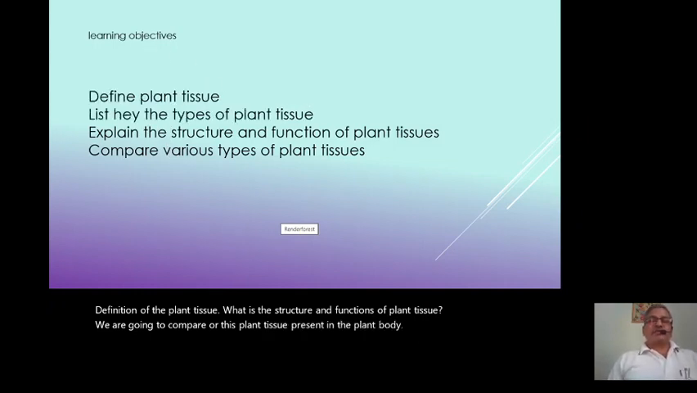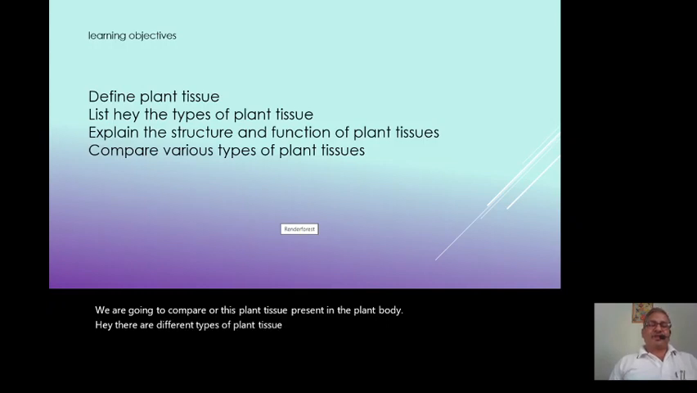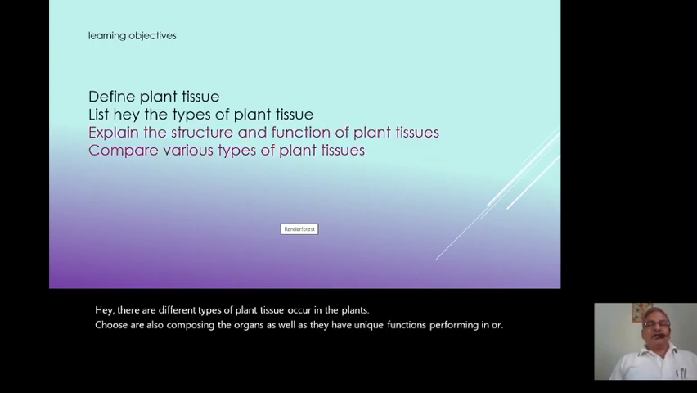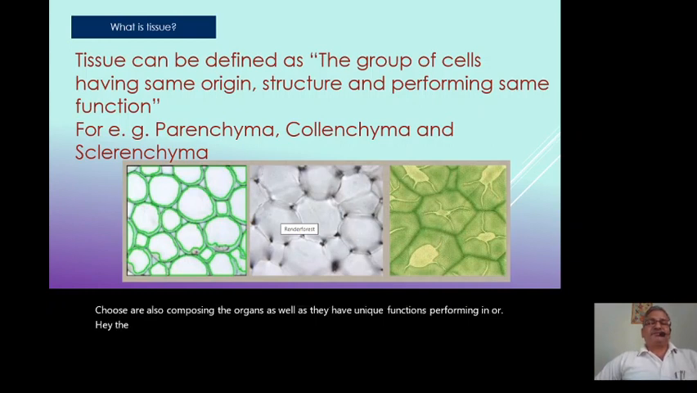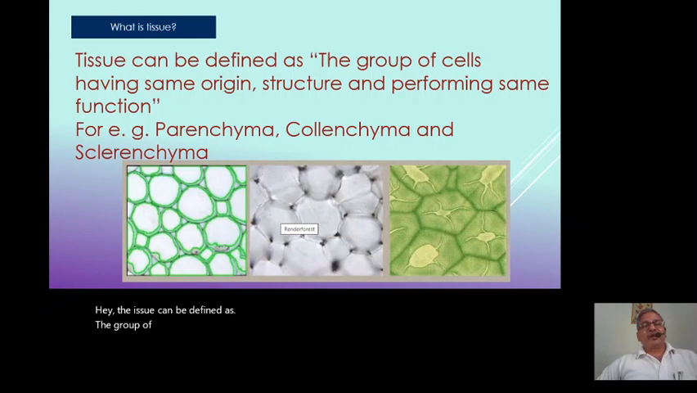There are different types of plant tissue in plants. These tissues also compose the organs, and they perform unique functions in those organs. A tissue can be defined as a group of cells having the same origin and structure and performing the same function.